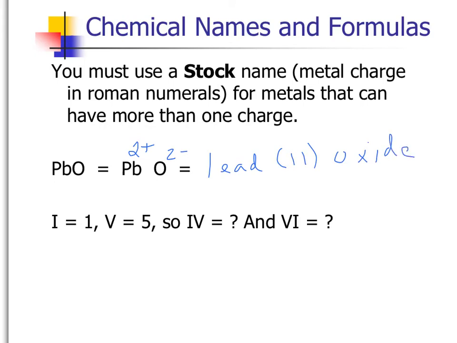If you need some help reviewing Roman numerals, a capital I is equal to 1, a V is a 5, so IV, that's 1 number before 5, that's a 4, and VI, that's 1 number after 5, so that's equal to 6.